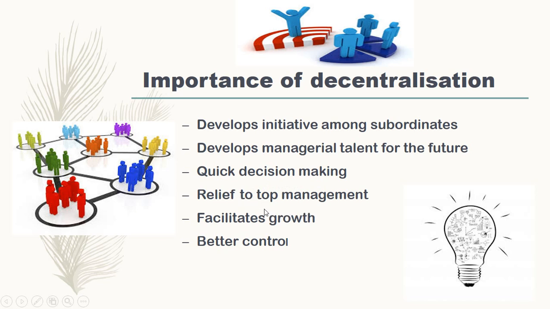Now moving to the next point, that is relief to top management. Under decentralization, authority related to taking monotonous decisions is delegated to the subordinate. As a result, top management relieves itself from trivial affairs, and consequently the workload is quite reduced. This saves their valuable time, which is then utilized to brighten the future of the organization and to establish coordination.